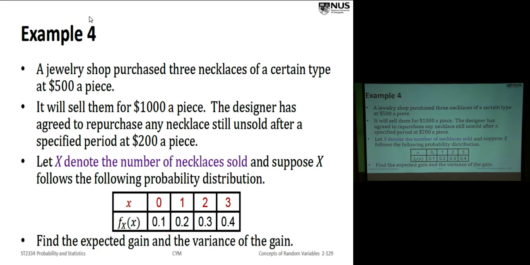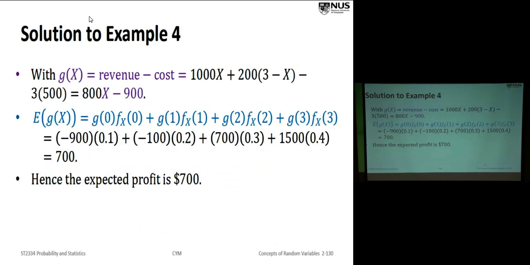So I sell none with probability 0.1, 1 with probability 0.2, 2 with probability 0.3, and 3 with probability 0.4, and then they sum these things together and I get back 1. We were asked to find the expected gain from this jewelry shop and the variance of that gain. Okay, so now we define g of x to be equal to the revenue minus the cost.